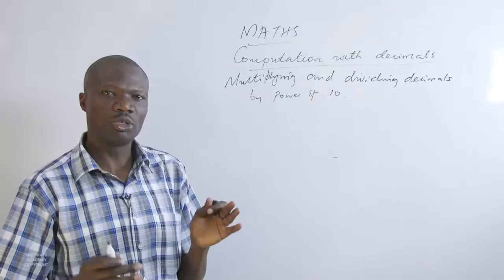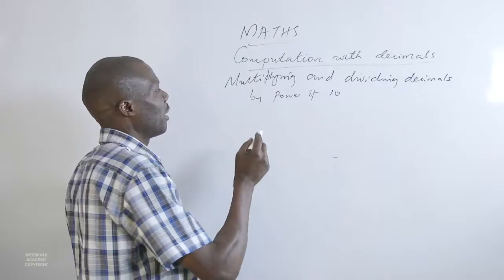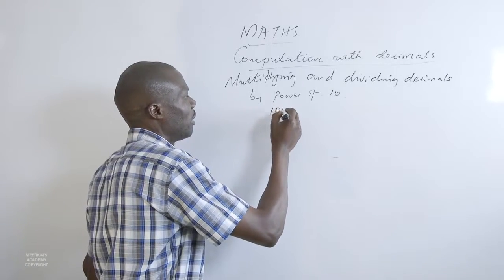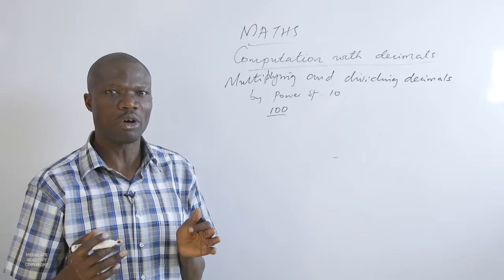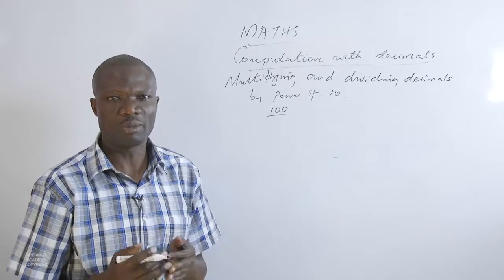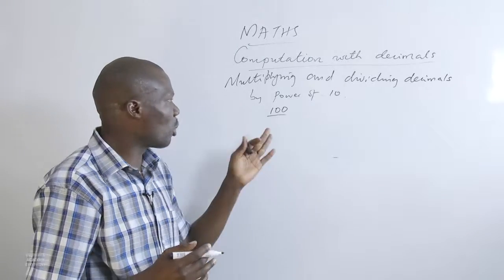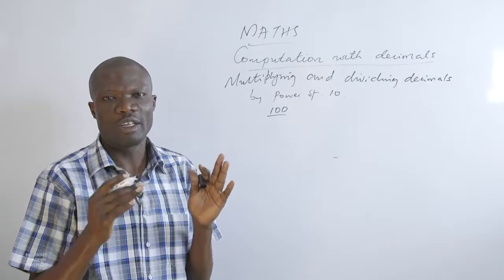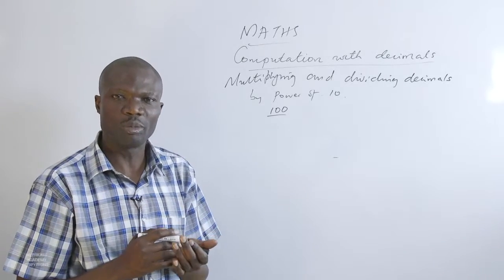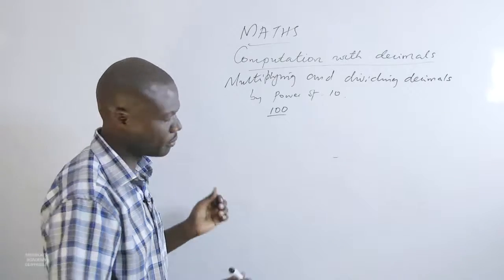Now, I want us to take a number like 100. 100 is a number that is a power of 10. That is 10 to the power of 2. So we want to multiply our decimal by 100 and see the behavior of the decimal point.